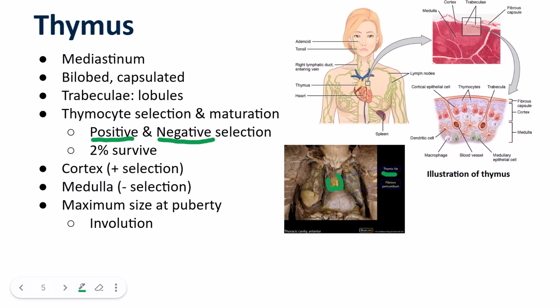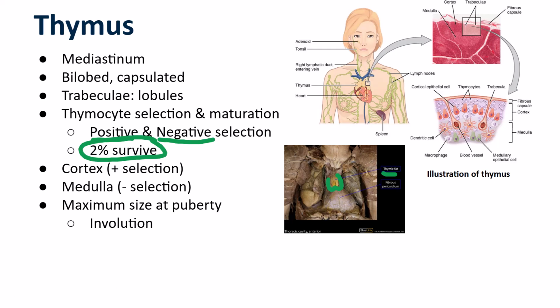Positive selection involves ensuring that the thymocyte can recognize an antigen, whereas negative selection involves making sure that the thymocyte doesn't recognize self. What that means is that it won't mount an autoimmune response against the body's own antigens. Now, the end of that process means that only 2% of those thymocytes survive to go on to be T lymphocytes or T cells.